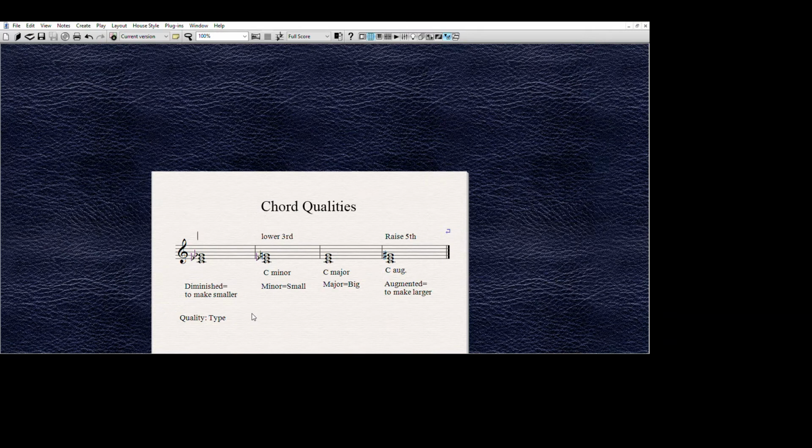Okay, conversely, if you have a C diminished triad and you want to make it a C minor triad, you must raise the fifth. So the relationship between diminished and minor has to do with the fifth. There's the name of the triad, C diminished. And the relationship between the major and the augmented is the fifth. But the relationship between the major and the minor is the third.